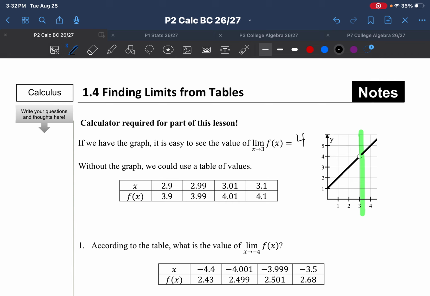Without the graph, we could use a table of values. So here's my table of values. I need to find 3, and I notice that 3 is right here in the middle, so this is x equals 3. Since my values are small enough, I'm able to look at my f of x values and notice that between the gap of 2.99 and 3.01 is 3, so between the gap of 3.99 and 4.01, it must be 4.